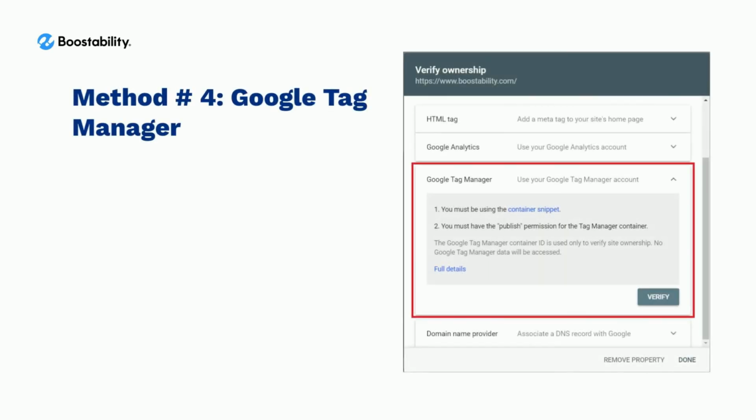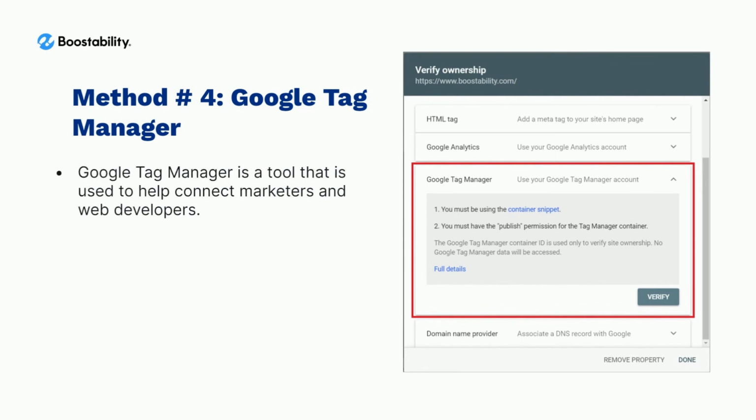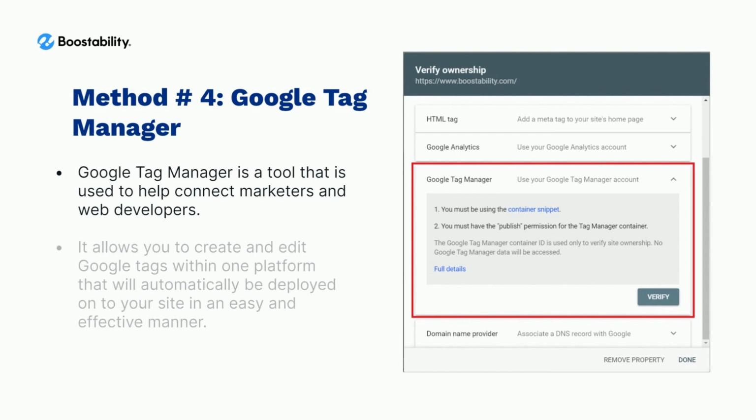The next way to verify is by using your Google Tag Manager account. Google Tag Manager is often the preferred method of Google Search Console verification for many businesses. Google Tag Manager is a tool that is used to help connect marketers and web developers. It allows you to create and edit Google Tags within one platform that will automatically be deployed onto your site in an easy and effective manner.